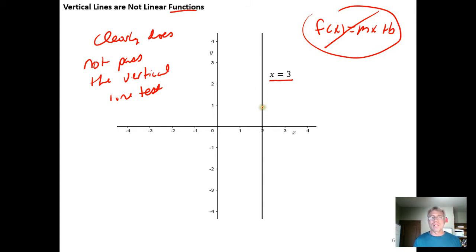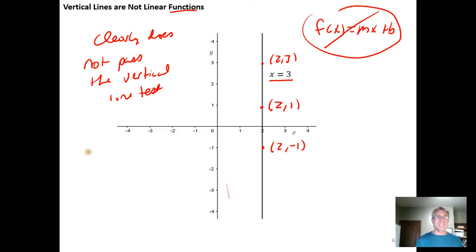Not passing the vertical line test, we could also think of it from an input perspective. So remember, to be a function, you need to have one input corresponding to exactly one output. In this case, 2 corresponds to infinitely many outputs. So for example, when you input 2, you output 1. But when you input 2, you're also outputting a 3, and you're outputting a -1. In fact, if you input 2, you get every possible number on the vertical axis as an output.